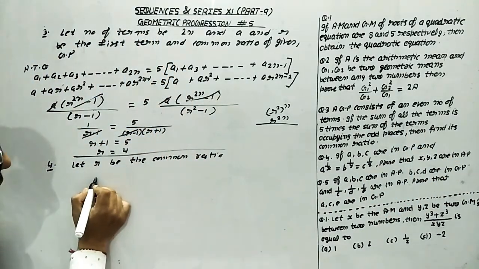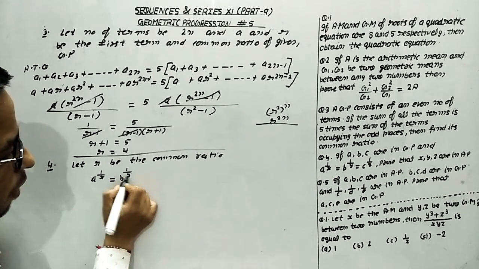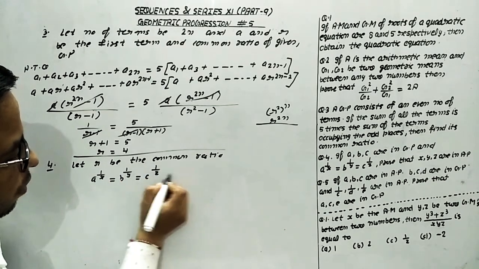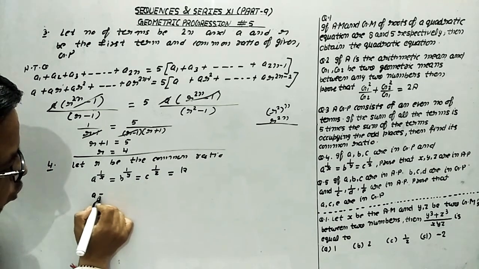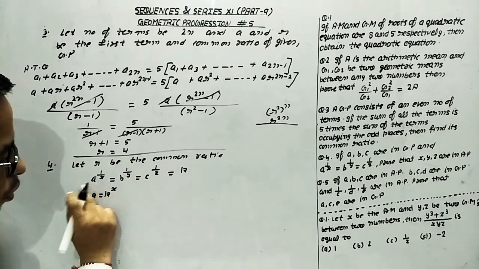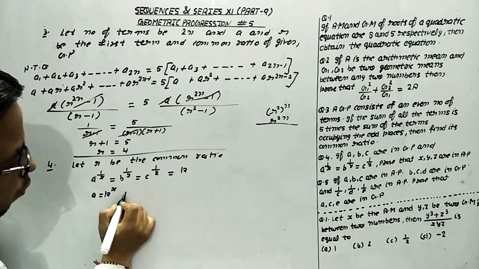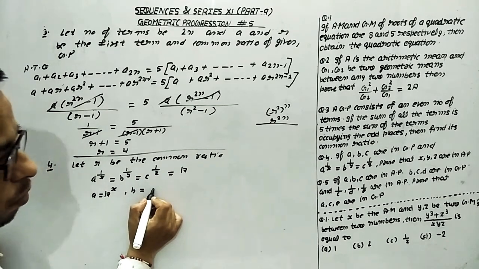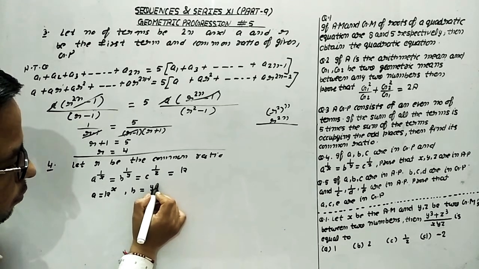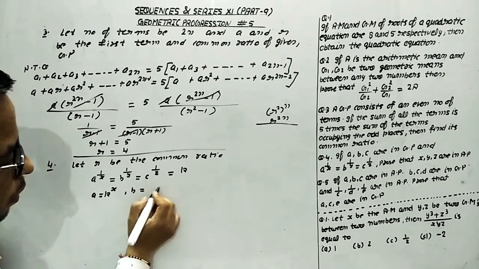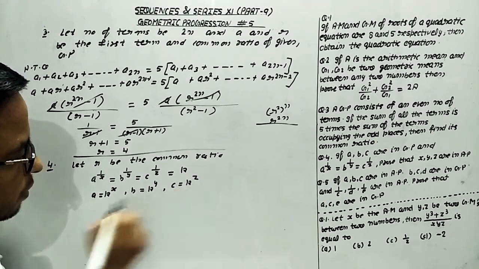Now, it is given a raised to power 1 upon x is equal to b raised to power 1 upon y is equal to c raised to power 1 upon z is equal to k. It means what does this become? A is equal to k raised to power x, because if we shift the power, this becomes k raised to power x. Now, what is b? B is equal to k raised to power y and c is equal to k raised to power z.